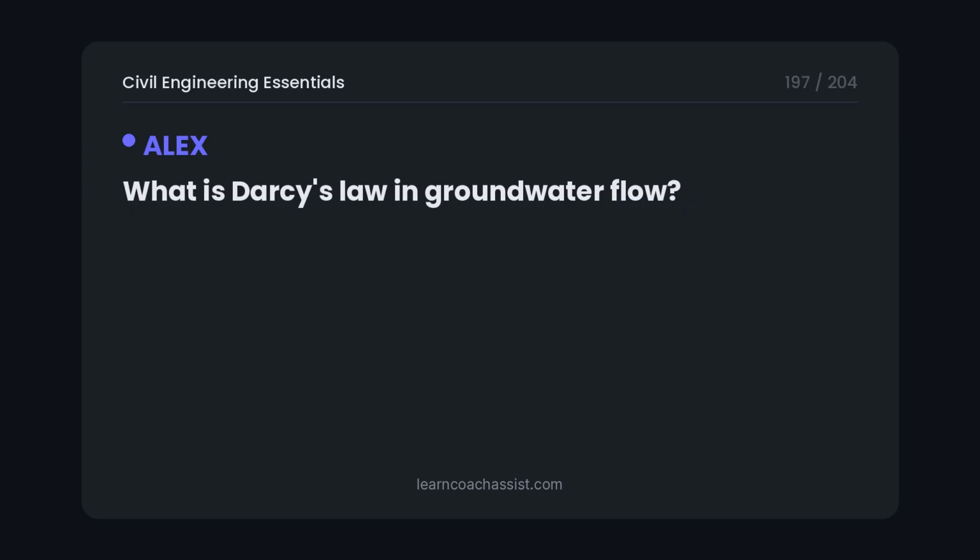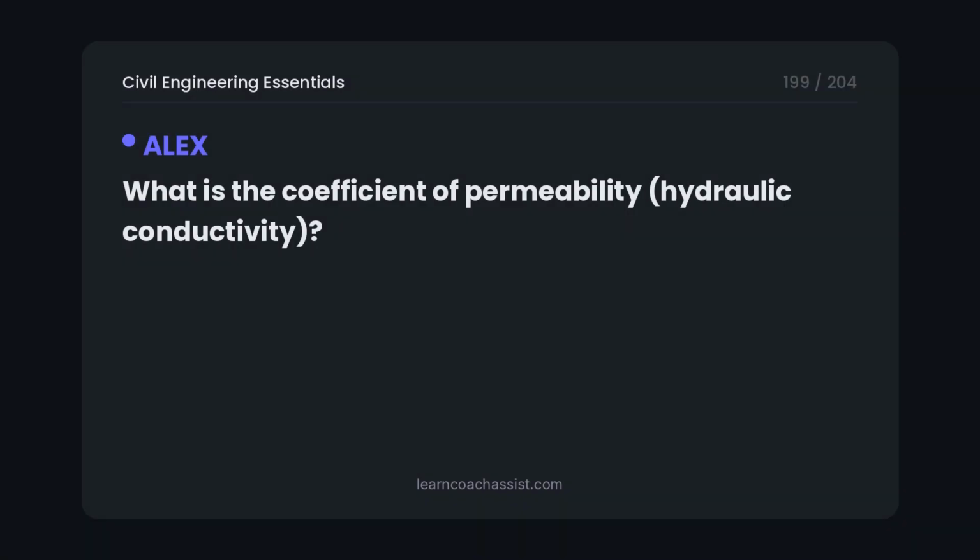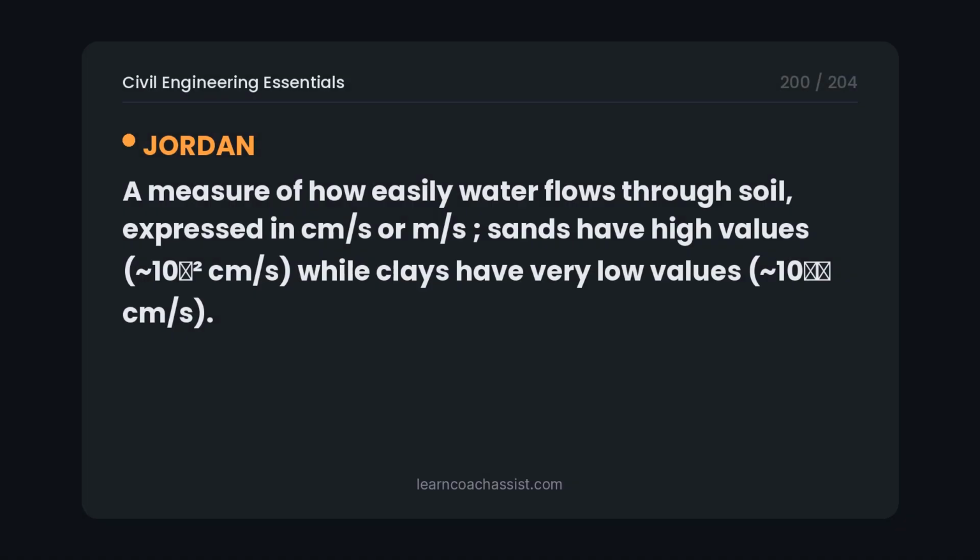What is Darcy's law in groundwater flow? Q equals KiA, where Q is discharge, K is hydraulic conductivity, i is hydraulic gradient, and A is cross-sectional area. It describes laminar flow of water through saturated soil. What is the coefficient of permeability, hydraulic conductivity? A measure of how easily water flows through soil, expressed in cm/s or m/s. Sands have high values, 10^2 cm/s, while clays have very low values.